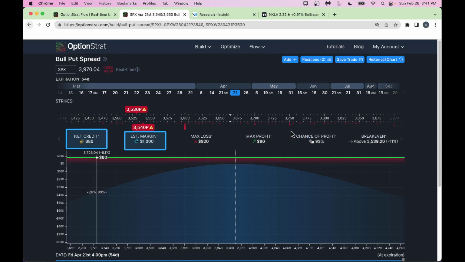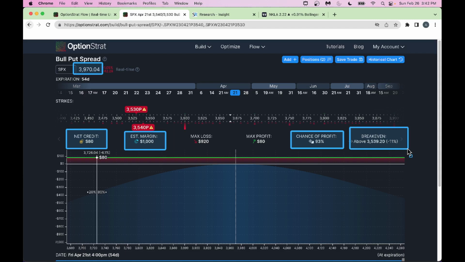And look at the chance of profit, 93%. Most of the time this works out super well. If SPX crashes from 3970 to our break-even 3539, normally it doesn't happen all the time. Only if there's a huge market crash does it happen, but most of the time it's a very safe strategy. You could do this all day long. Especially I love this strategy when the market is crashing like this, so you can make some great money.